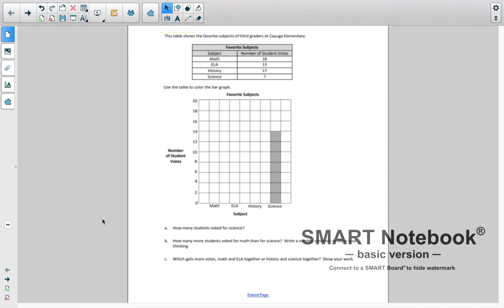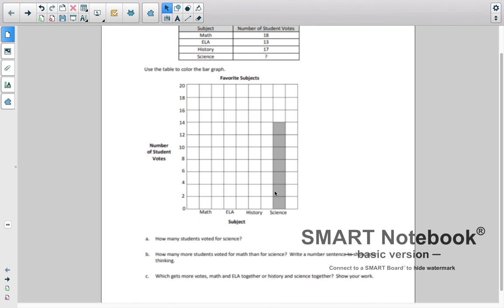So let's go over this table first. The table shows the favorite subjects of third graders at Cayuga Elementary. At the top it shows us the favorite subjects: math, ELA, history, and science. For math, ELA, and history, they give us a number of student votes, but for science, they have a question mark. So for part A, it asks how many students voted for science.